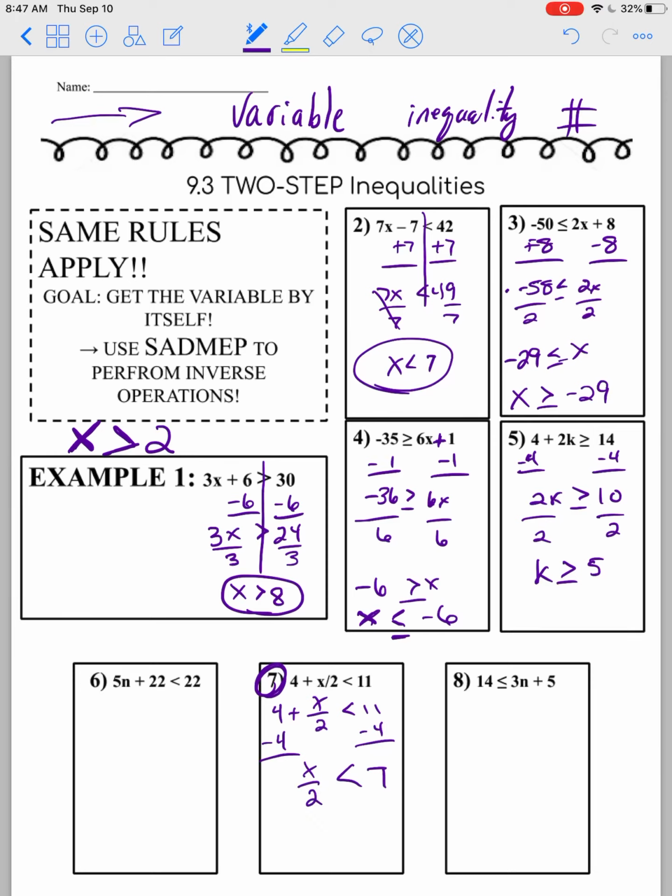Now remember, to separate variables from the constants or from the numbers, we have to do the inverse. What's the opposite of division? Remember, this bar is a division. So we got to do the opposite. We're going to multiply both sides by 2. X is less than negative 4, or I'm sorry, not negative. I don't know what I was thinking there. X is less than 14.